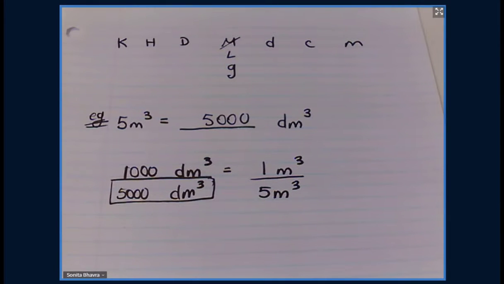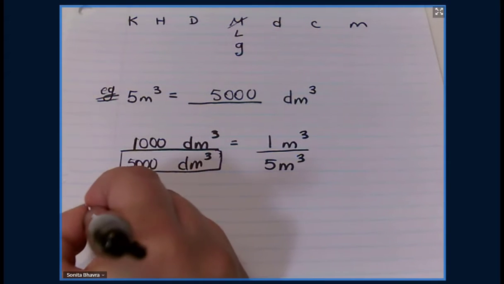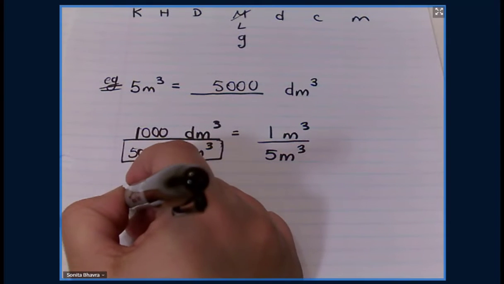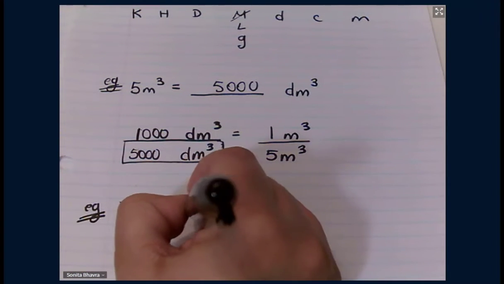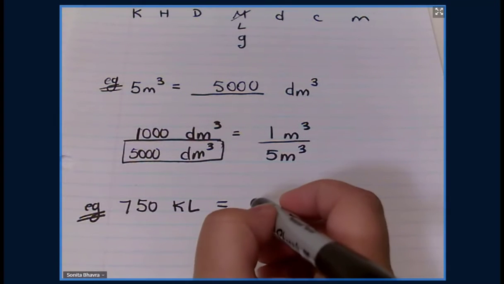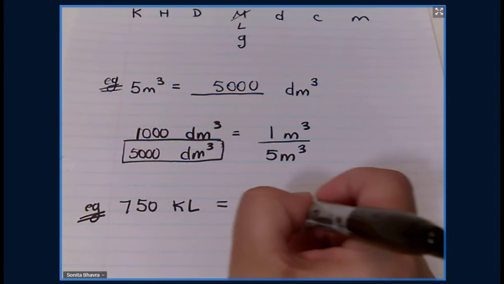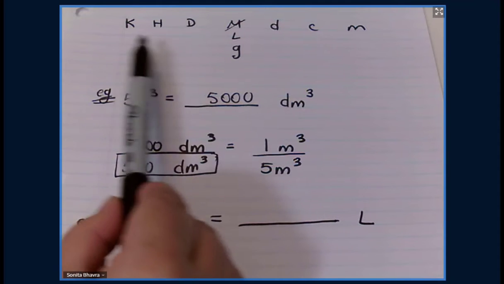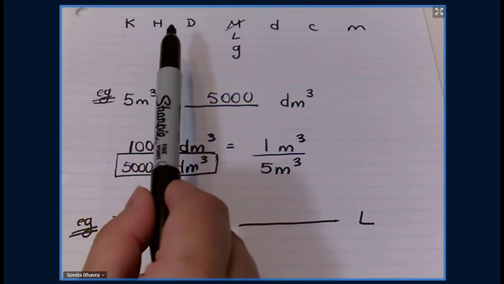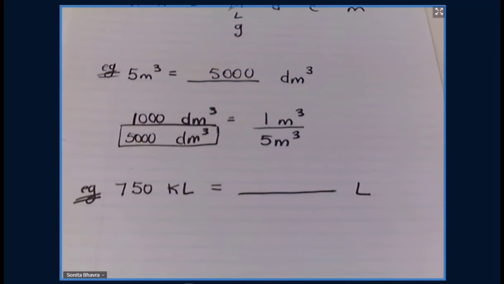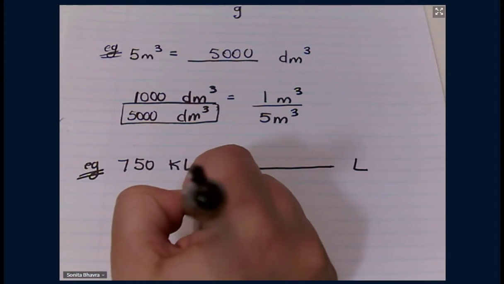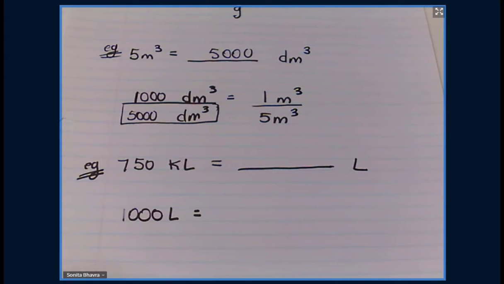All right, let's try another example. Let's say we have 750 kiloliters, and we need to change it to liters. Again, you can use moving the decimal place from kilo to liters, 1, 2, 3, but we're just focusing today on using the conversion factors given. And what we know is that there's 1,000 liters in 1 kiloliter.